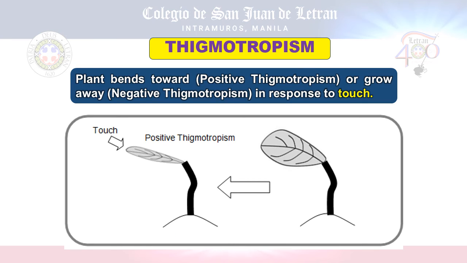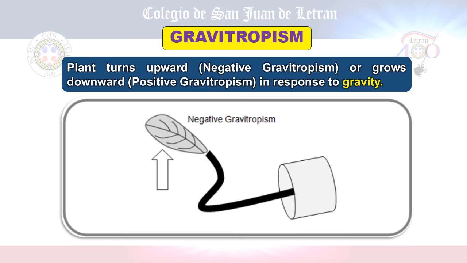Next, we have thigmotropism. Thigmotropism describes plant growth in response to touch or contact with a solid object. Positive thigmotropism is demonstrated by climbing plants or vines. And lastly, we have gravitropism or geotropism. Gravitropism is growth in response to gravity.